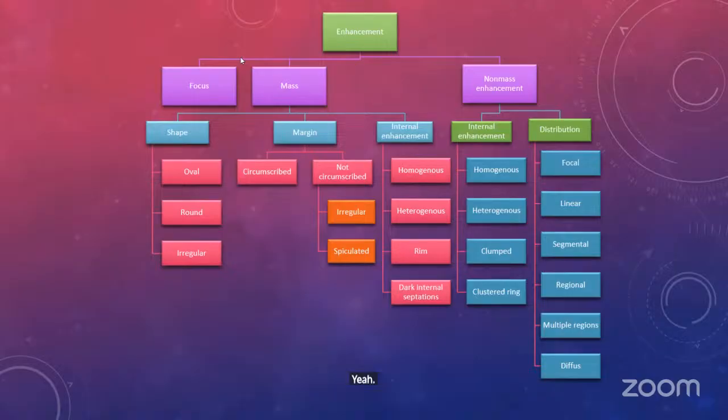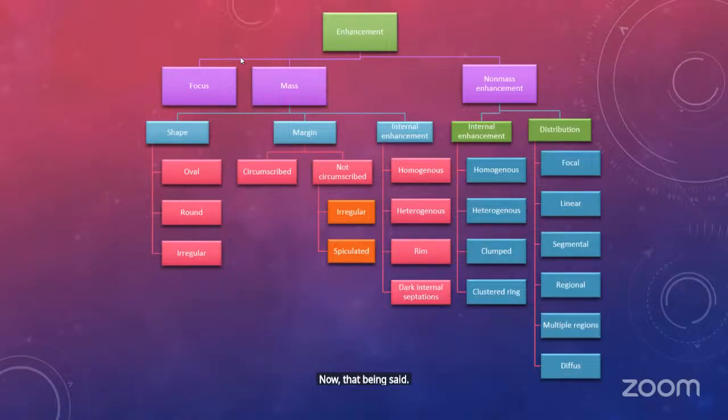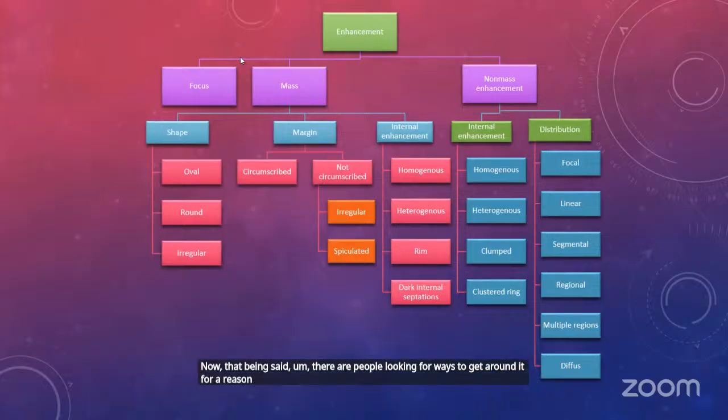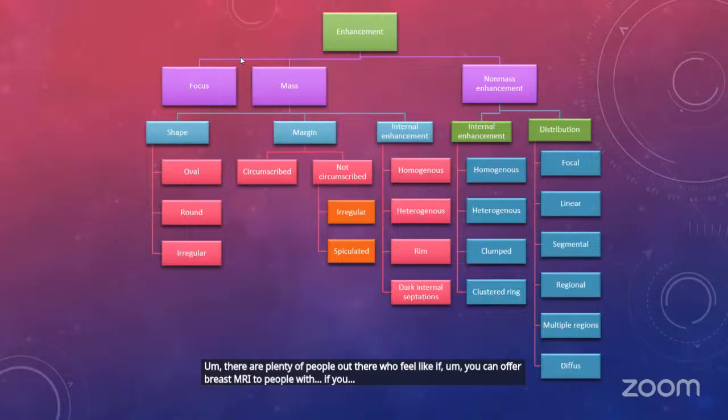It really does bring out a lot. You do have a lot of findings in the breast, and it is helpful to have something to help you parse it out even further. Now, that being said, there are people looking for ways to get around it for a reason, right? Because cost and accessibility is such a huge limitation of breast MRI. There are plenty of people out there who feel like if you can offer breast MRI to people without the kinetics, they're looking for ways to do that. Personally, I do find it to be useful.